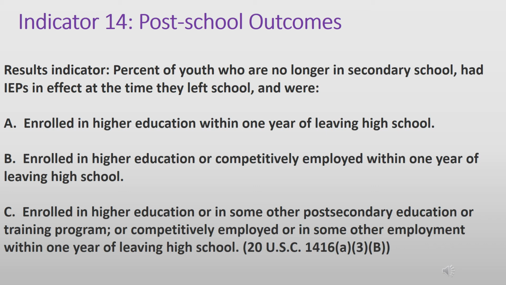Indicator 14, post-school outcomes. Indicator 14 is a results indicator looking at the percent of youth who are no longer in secondary school, had an IEP in effect at the time they left school, and were A, enrolled in higher education within 1 year of leaving high school, B, enrolled in higher education or competitively employed within 1 year of leaving high school, or C, enrolled in higher education or in some other post-secondary education or training program, or competitively employed or in some other employment within 1 year of leaving high school.